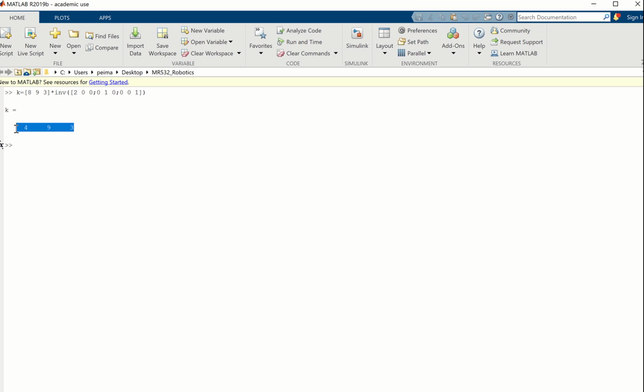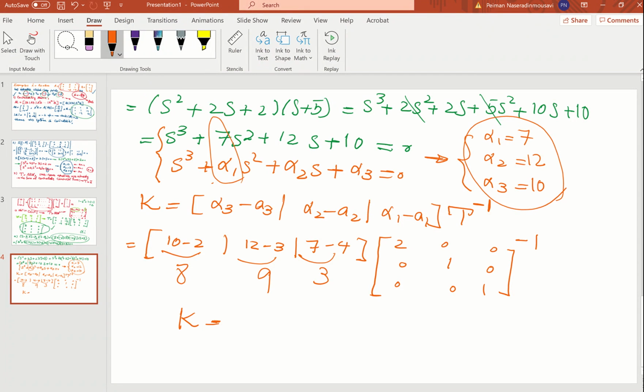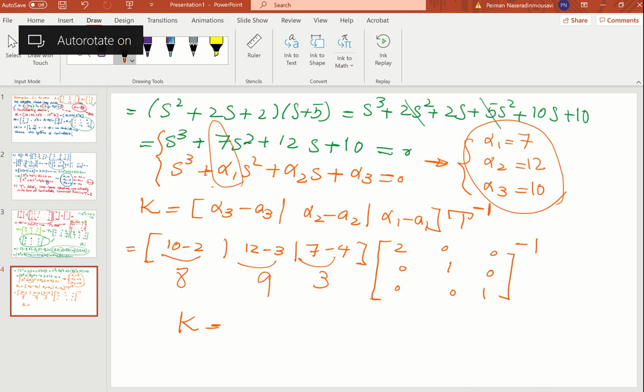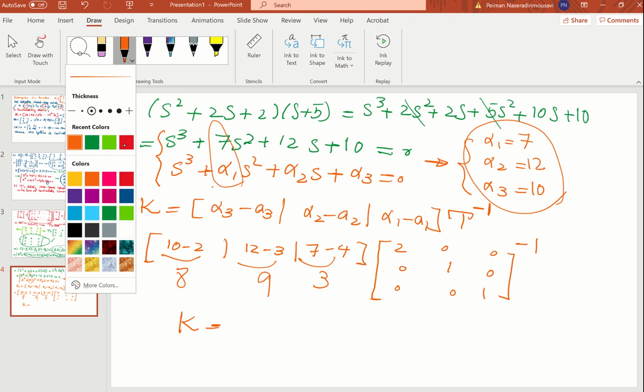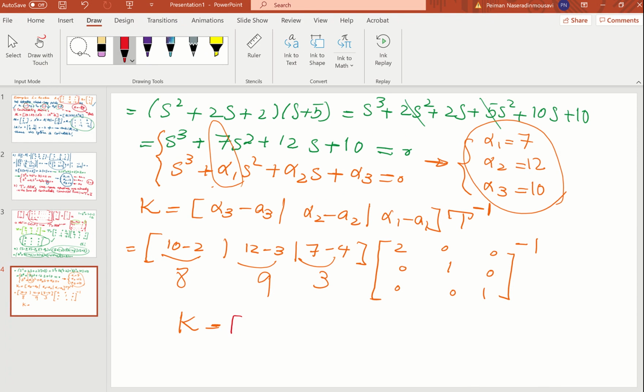So the gain matrix is 4, 9, 3. You see that just simply by MATLAB, the inverse of that matrix, whereas this is 1 by 3 multiplied by 3 by 3, and the result is 1 by 3. So because your system is a third order system, the gain matrix that you get is 4, 9, and 3.